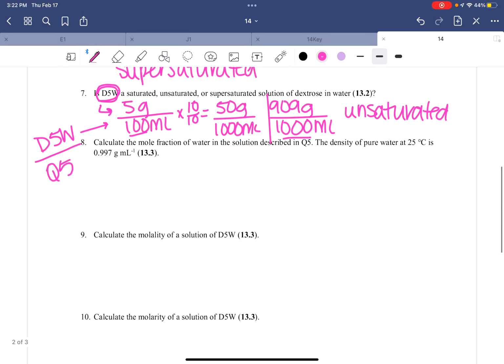So we're going to start off. Question 8 is asking about the mole fraction of water specifically in the solution described in Q5. To find the mole fraction, our formula is capital X, which is our symbol for mole fraction, and we're looking at water. So we need the moles of water as well as the total moles, which is going to be moles of water plus moles of dextrose.